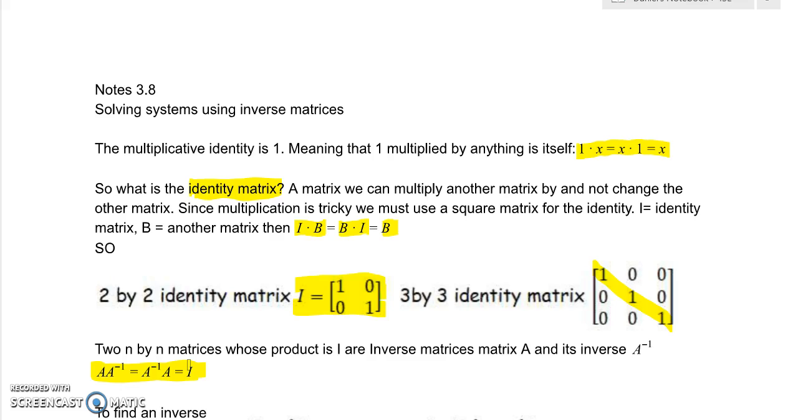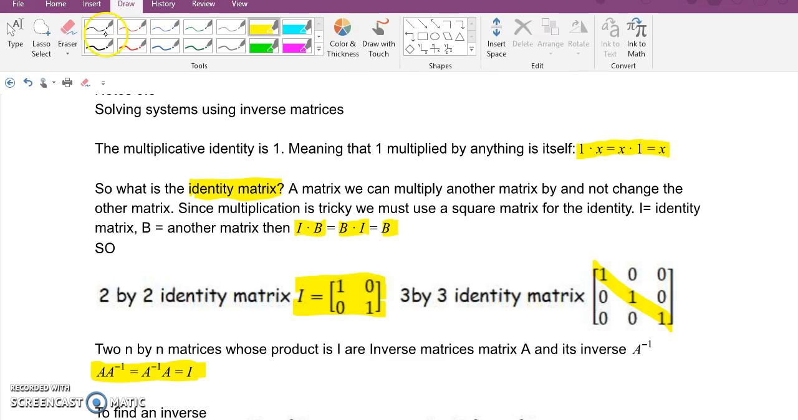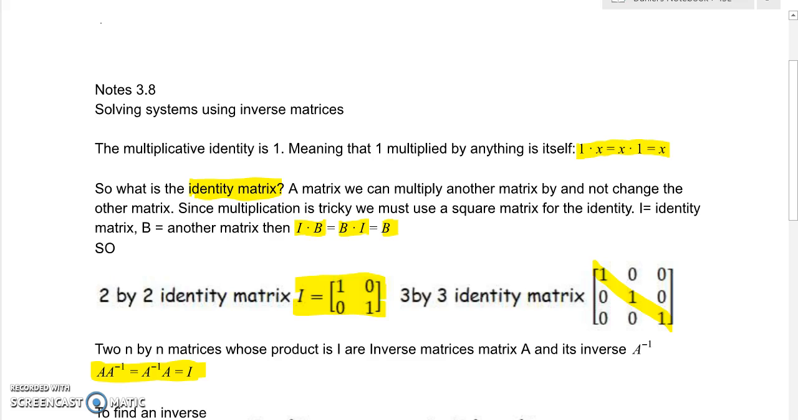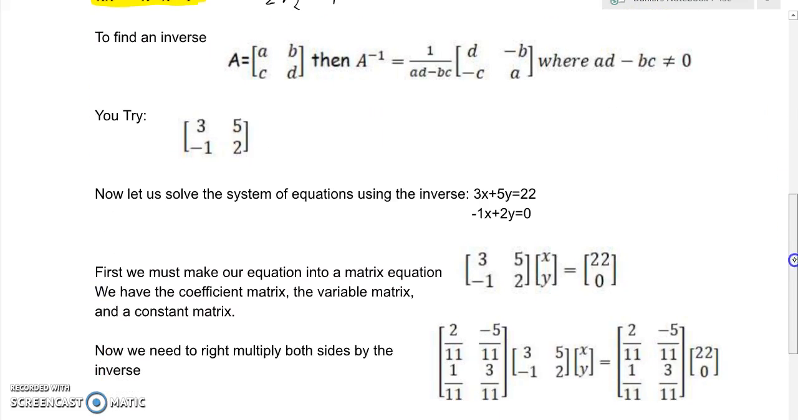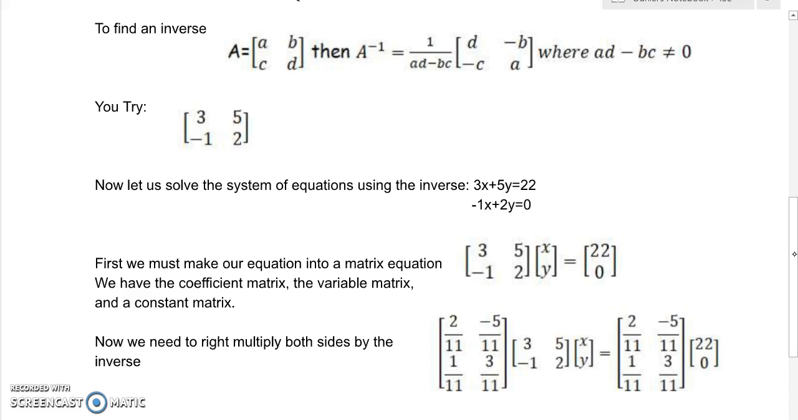An inverse, then, is when you have a matrix and you can multiply it by another matrix to get the identity matrix. That's what we're going to be looking for. Just like the multiplicative inverse: if we have 2 and we need to multiply something to get to 1, we multiply by 1/2. We need to find something that does the same type of thing for matrices.